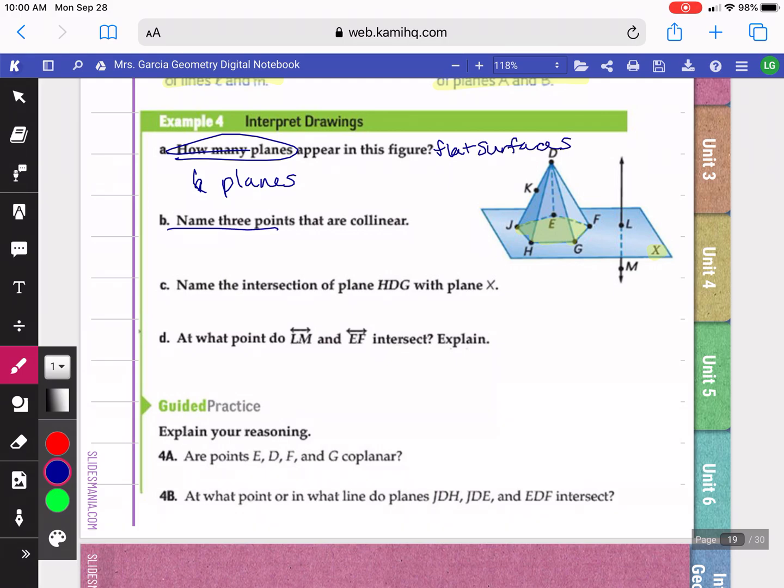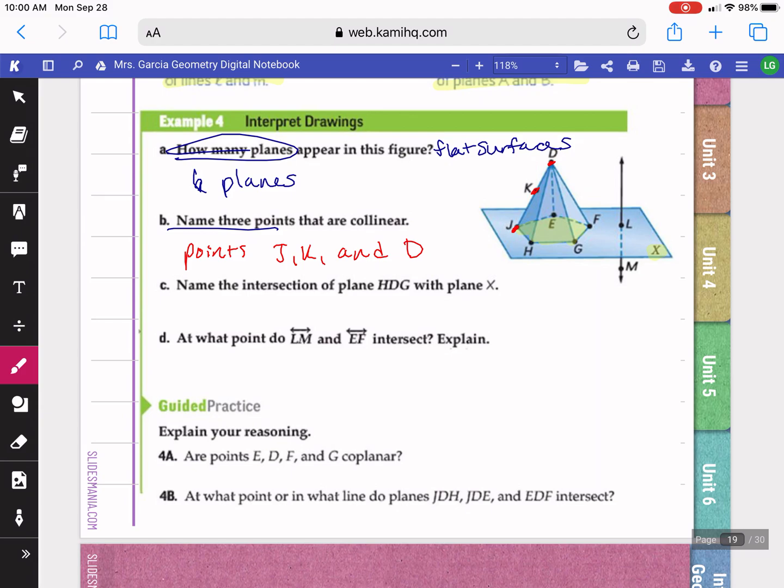Name 3 points that are collinear. So we want 3 points that are on the same line. So the only 3 points I see here that are on the same line are J, K, and D. The rest have about 2 points per line, but not 3.